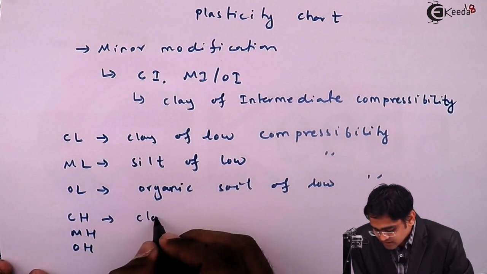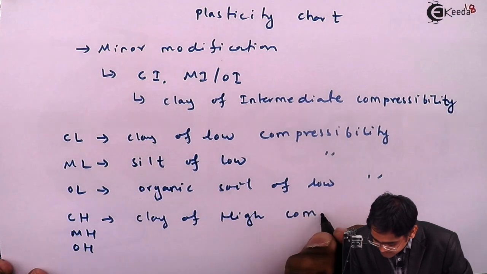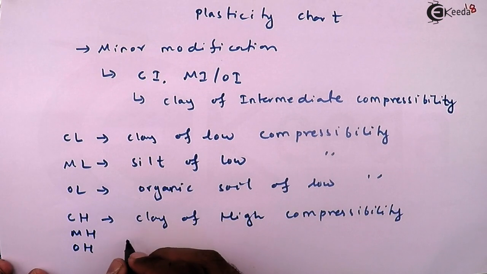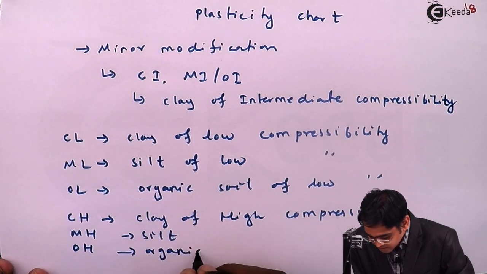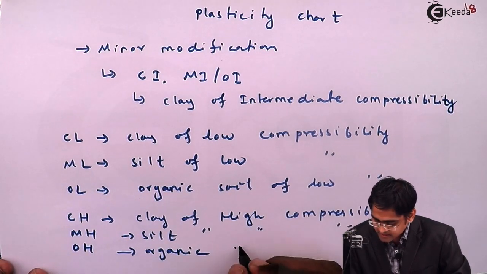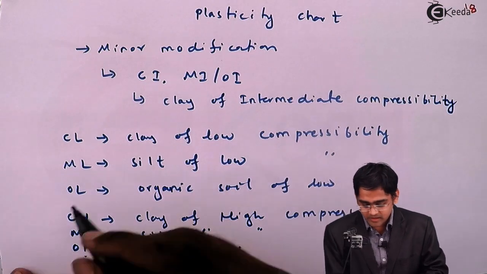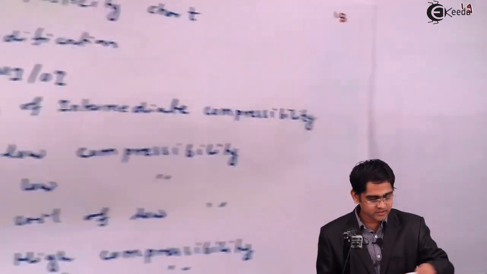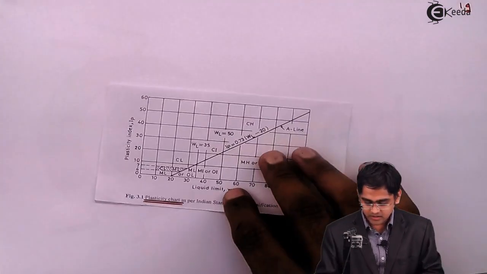CH means clays of high compressibility, and for the rest, here it is only silt and here it is only organic soil, but the suffix H indicates high compressibility, L indicates low compressibility, I indicates intermediate compressibility. So based on these definitions, I brought to you the plasticity chart.